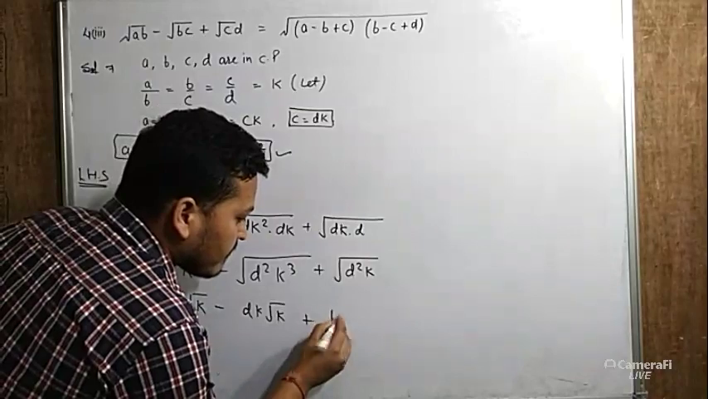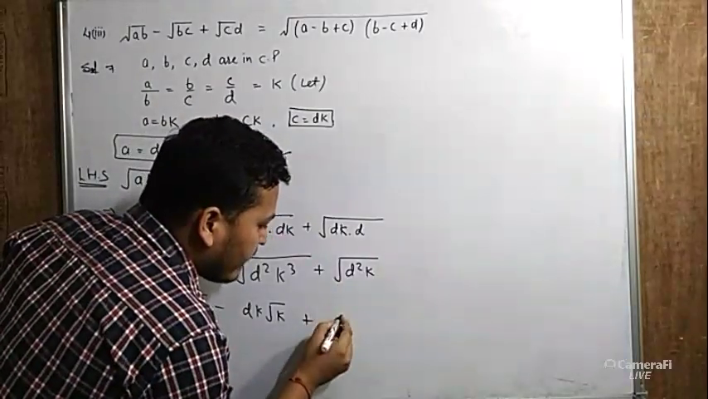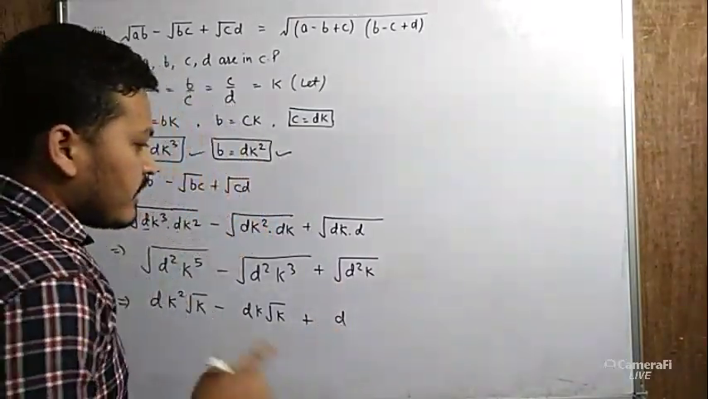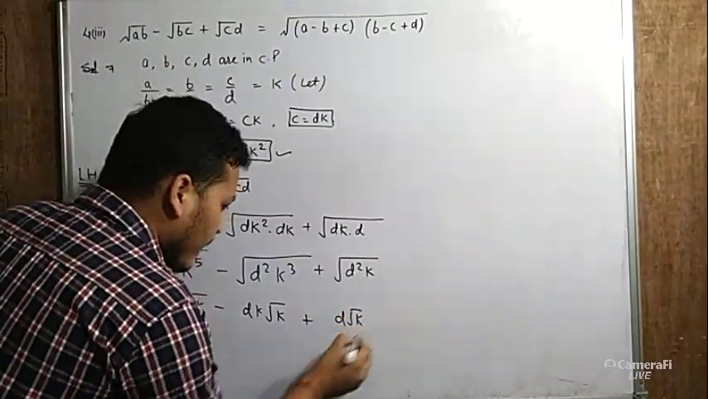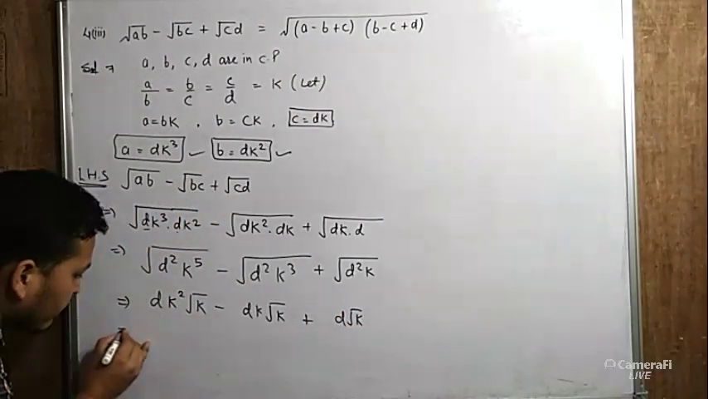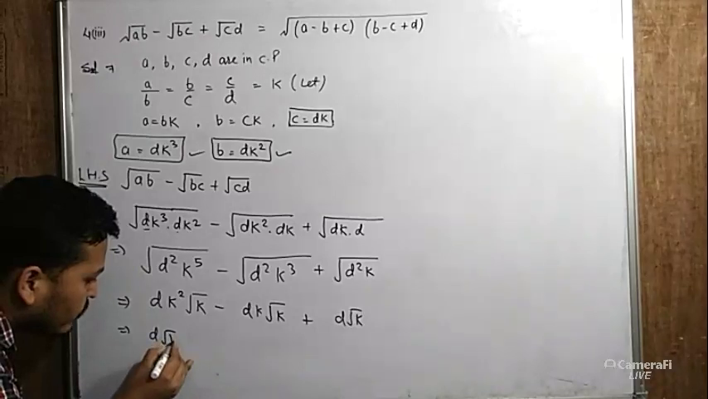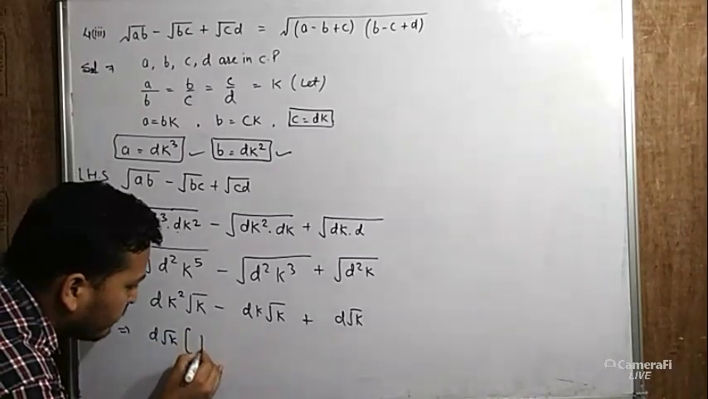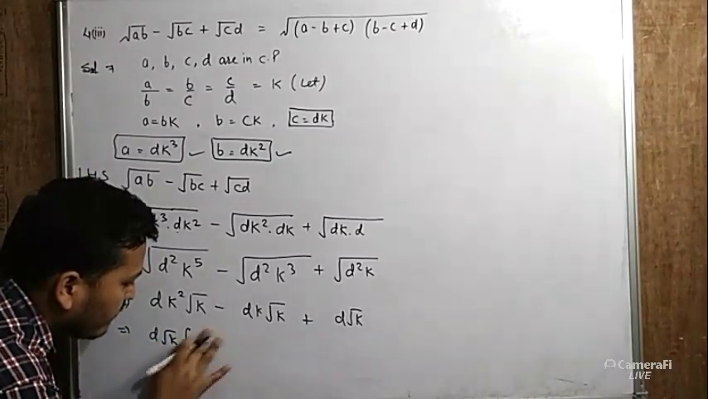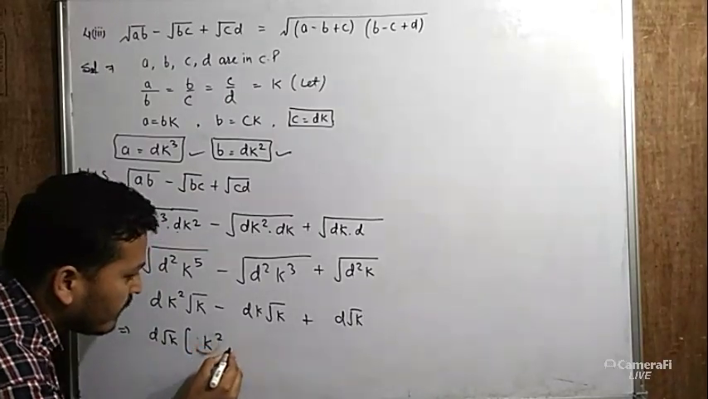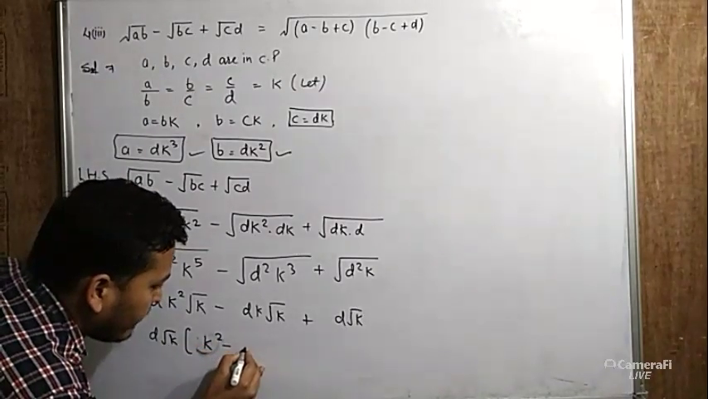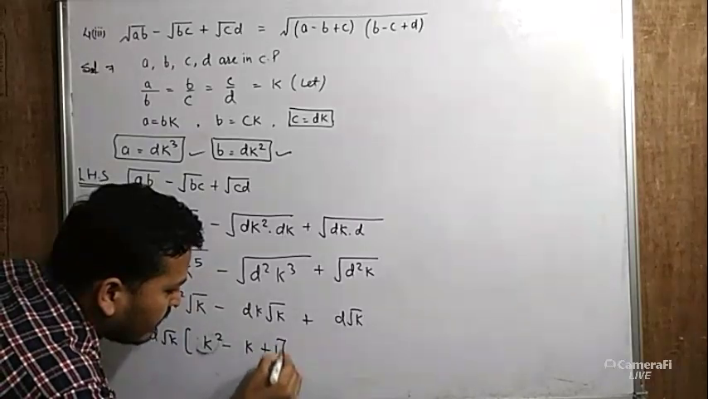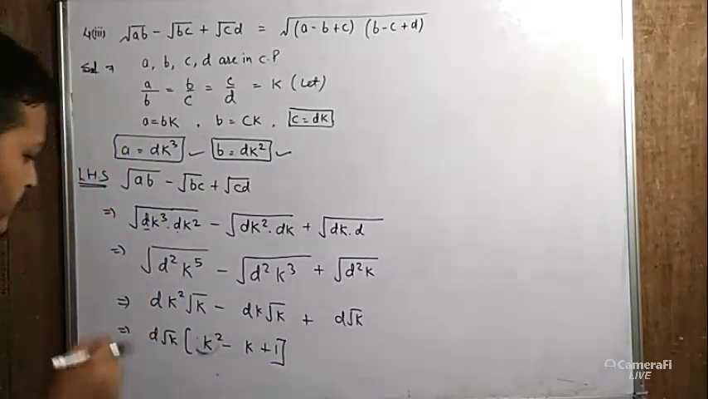Next plus, here also, what is the square root of D square? The square root of D square is D, and the remaining is root k. So D and root k is common out. Remaining terms is k square minus k plus 1. So this is the final value of the left hand side.